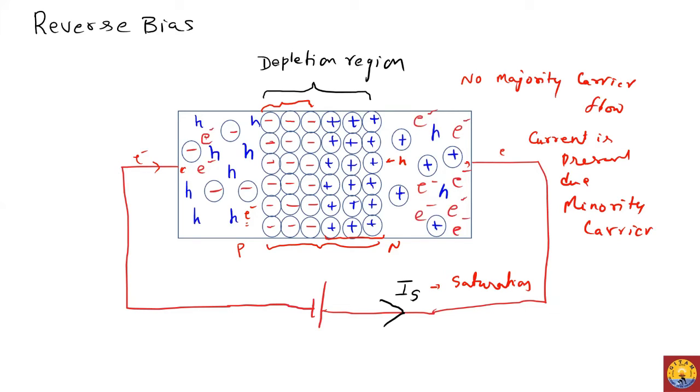Okay, is this clear? So what are the points to remember? In the reverse bias, we connect a p-type material with a negative plate, and an n-type material with a positive plate. Then as you apply the potential, there is an increase in width of the depletion region. This is the second point.